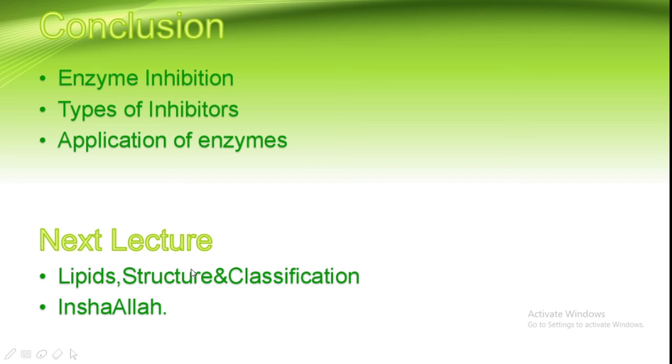So the overall view of what you learned today, the conclusion, is that you learned about enzyme inhibitions and inhibitors, the types of inhibitors, how they are distinguished from each other, what their functionalities are, and how they affect the enzyme's activity. And afterwards we learned about enzyme applications, where these biological catalysts are used.